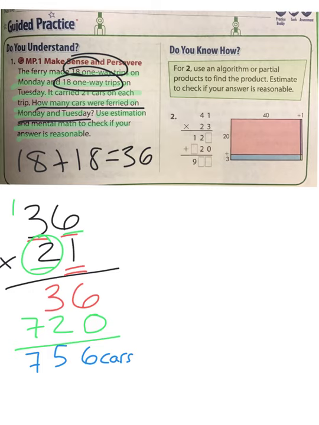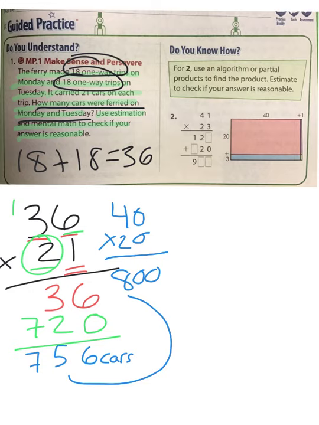Let's check to see if our answer is reasonable. I would round 36 to 40, and I would round 21 to 20. 20 times 40 is 800. 800 is close to 756, so I would say yes, our answer is reasonable. Now let's do number 2.